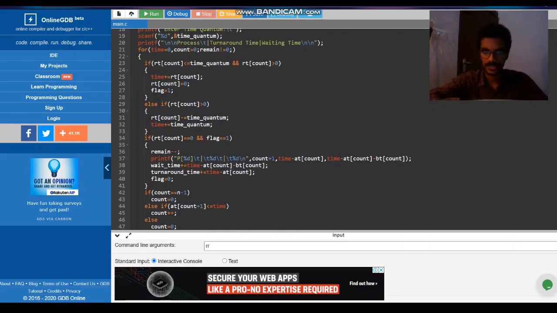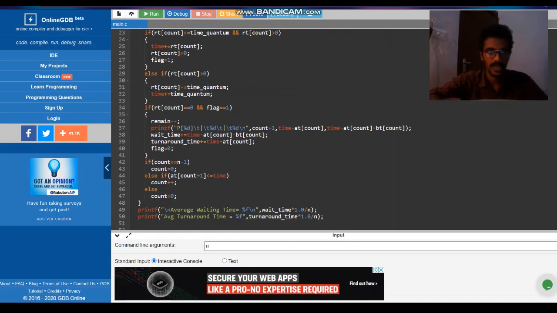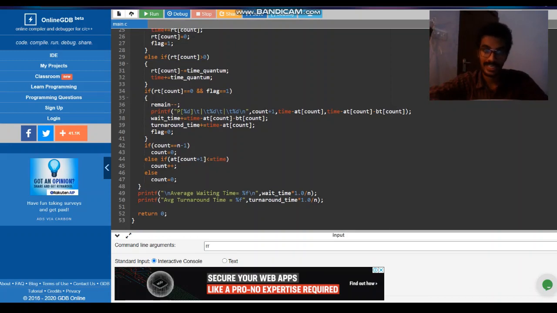And then you're using an if condition. If rt of count is equal to 0 and flag is equal to 1, before the flag was equal to 0, now it's when flag is equal to 1, remain minus minus, it's getting decremented, and then printf all the values, wait time plus equal to time minus at count minus bt count, the first time, turnaround time plus equal to time minus at count, flag is equal to 0. If count is equal to n minus 1, count is equal to 0. Else if at of count plus 1 is less than time, count plus plus, else count is equal to 0. Average waiting time and turnaround time is getting stored, it's getting printed, and then return 0.